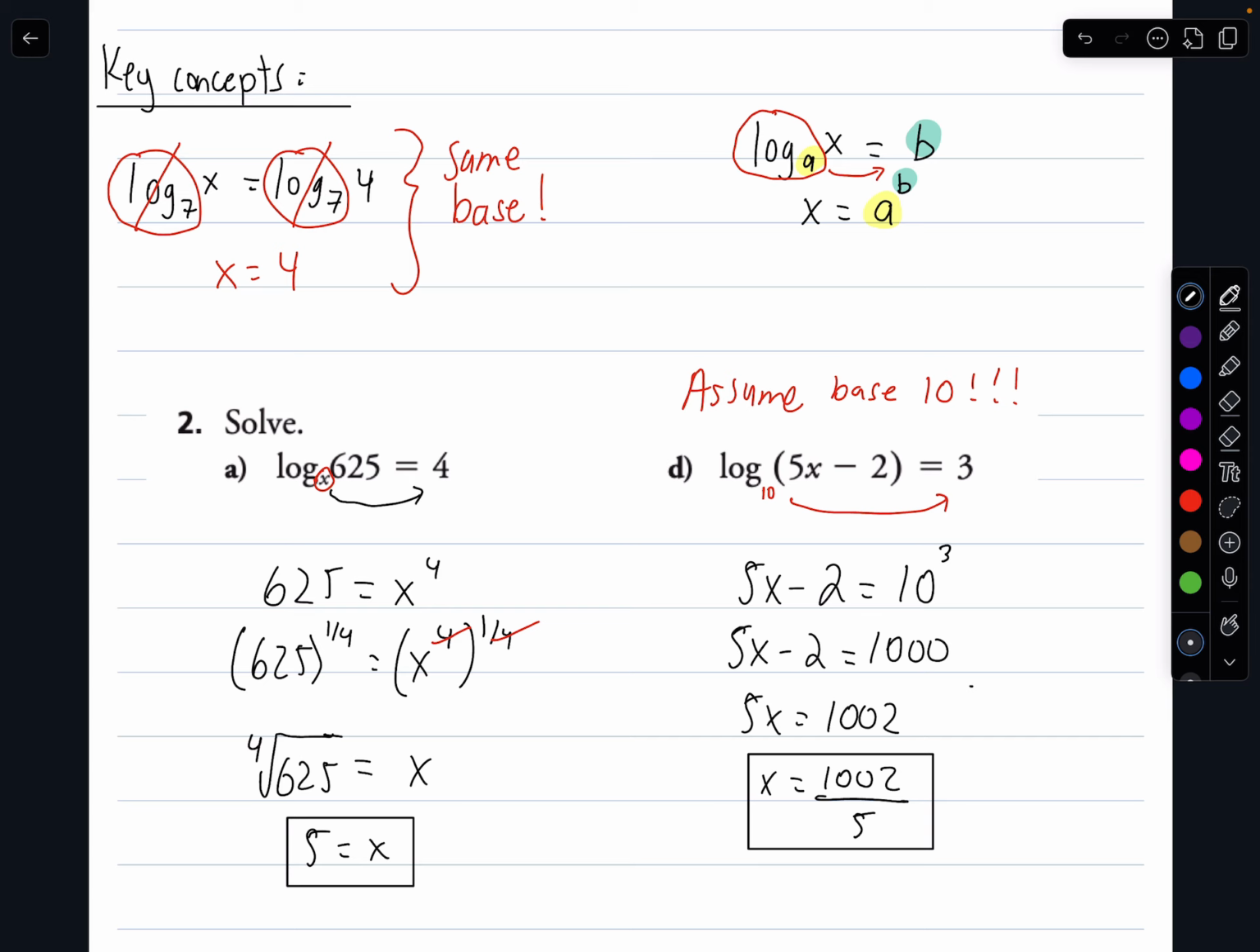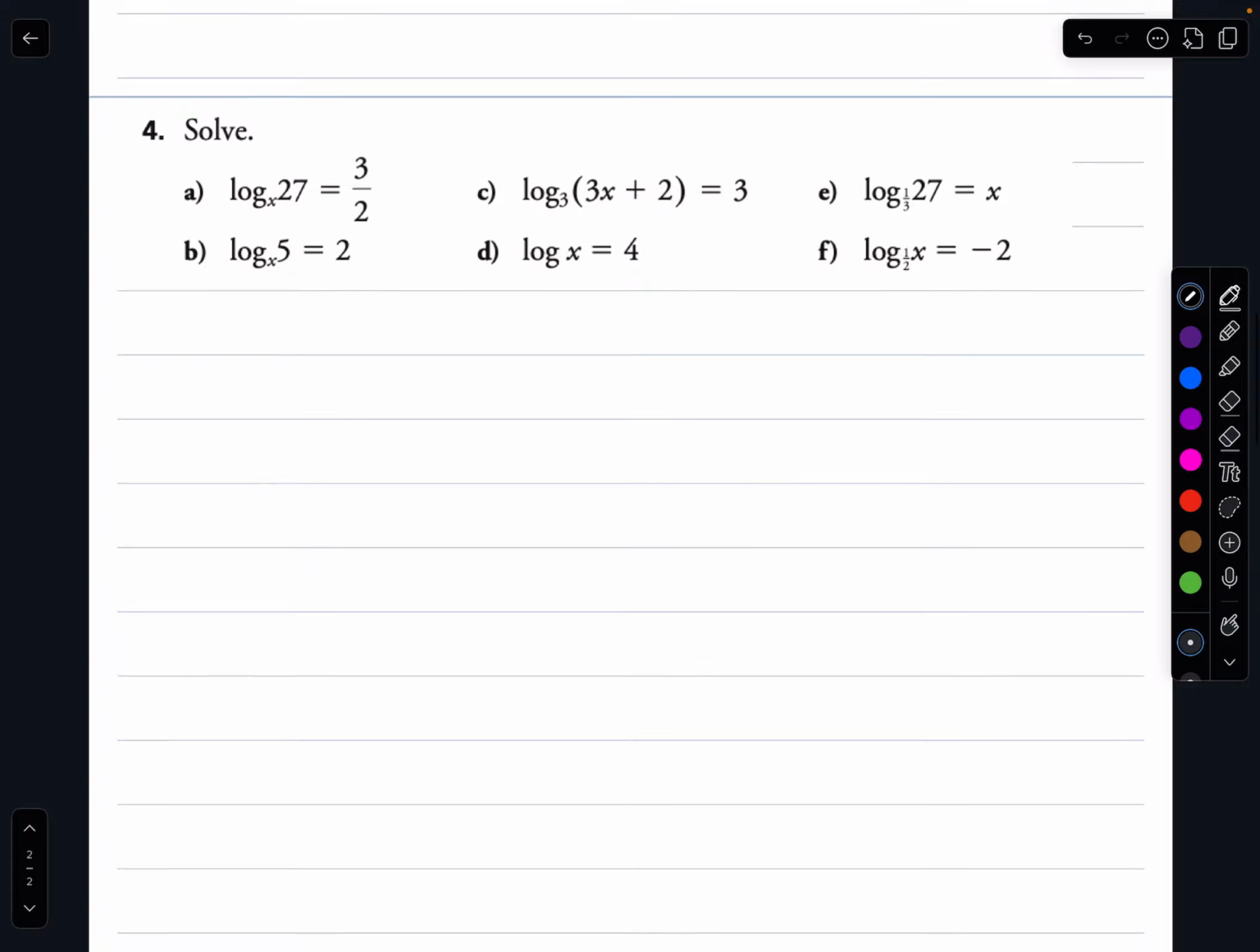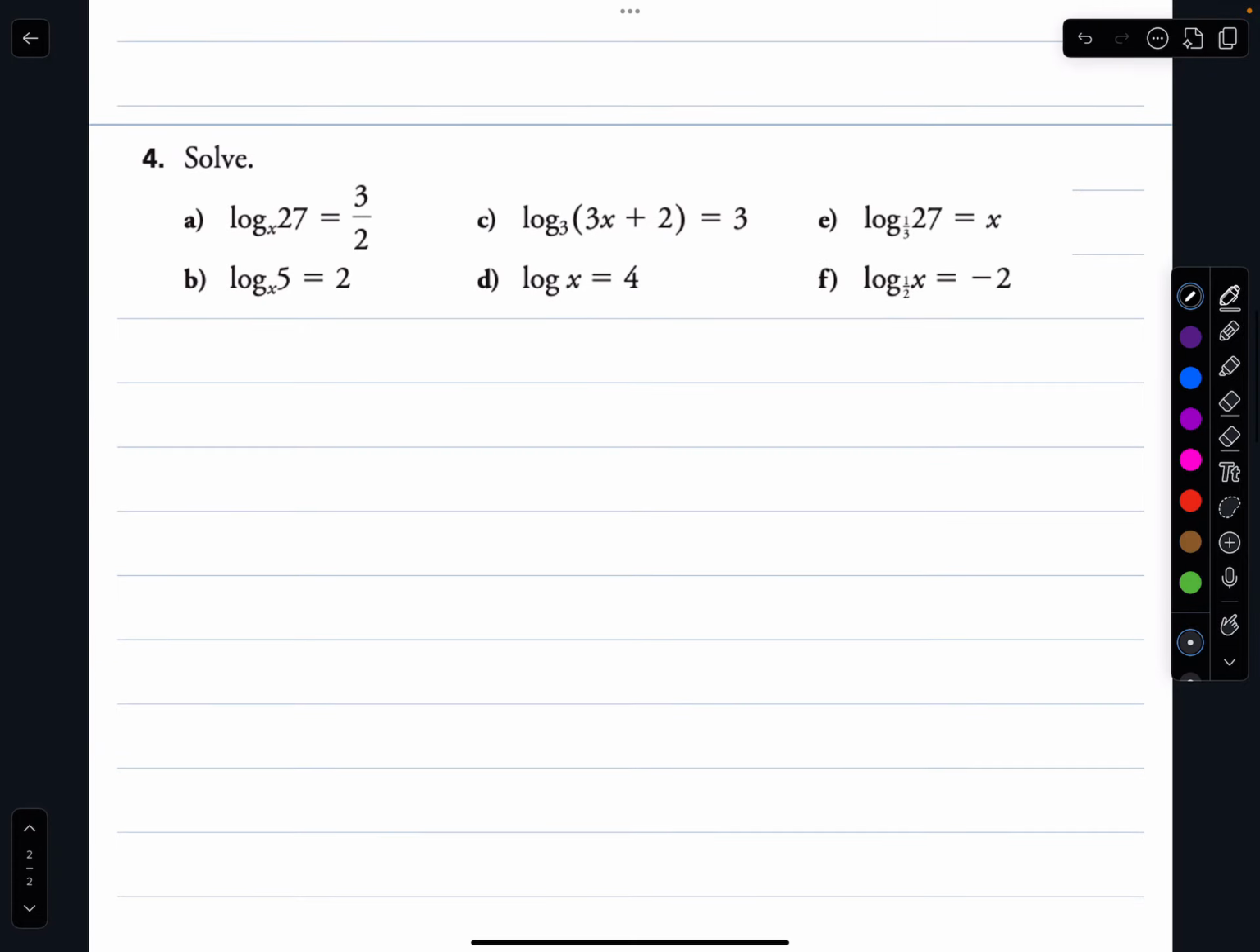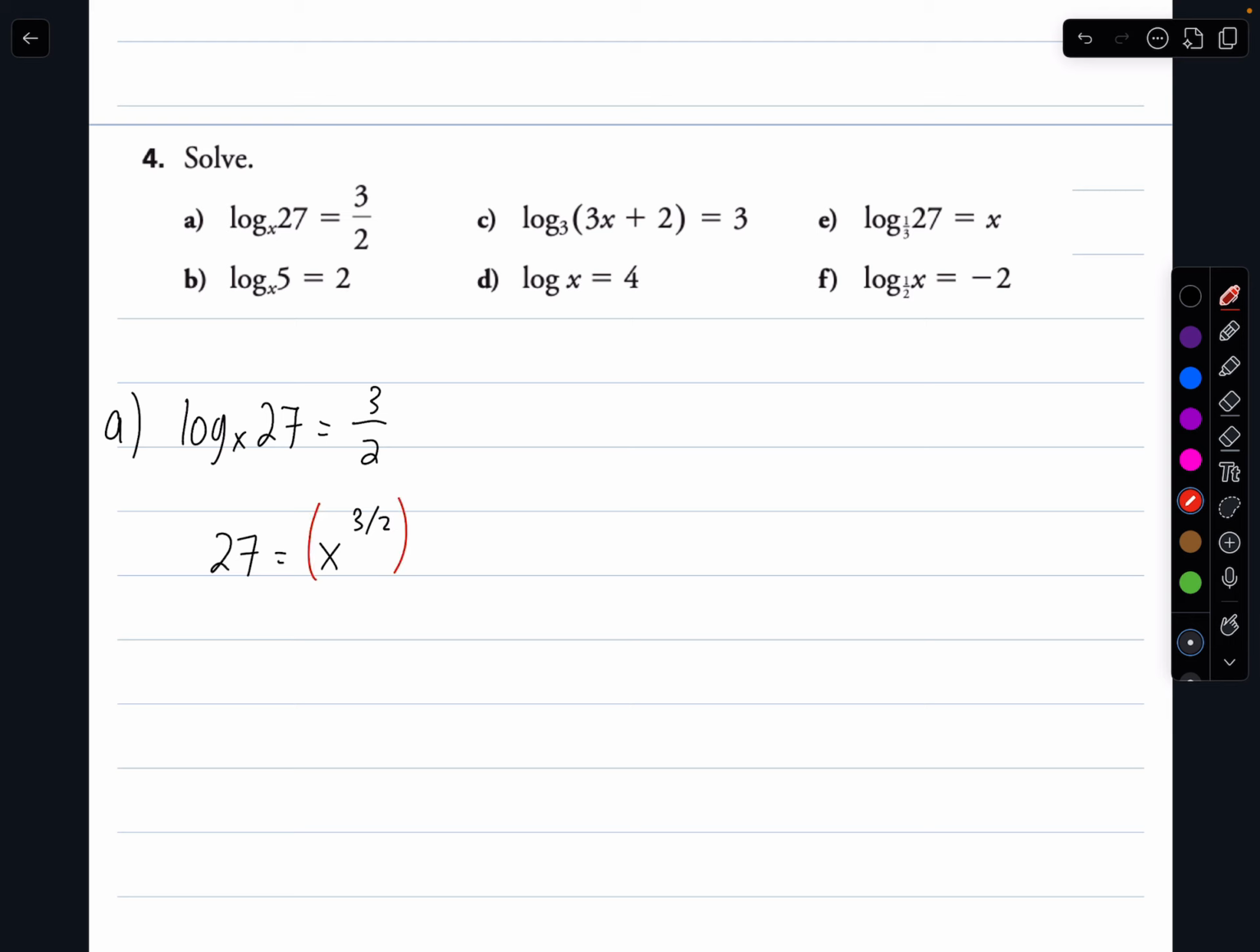So let's go through some harder questions, like these questions in question 4. Let's look at these individually. Log base x of 27 is equal to 3 over 2. So I'm going to bring the x to the other side, and I get x to the 3 over 2. But now I want to get rid of that 3 over 2 because I want x to be by itself. So what am I going to do? I'm going to multiply this by 2 over 3, and whatever I do to the left side, I have to do to the right side.